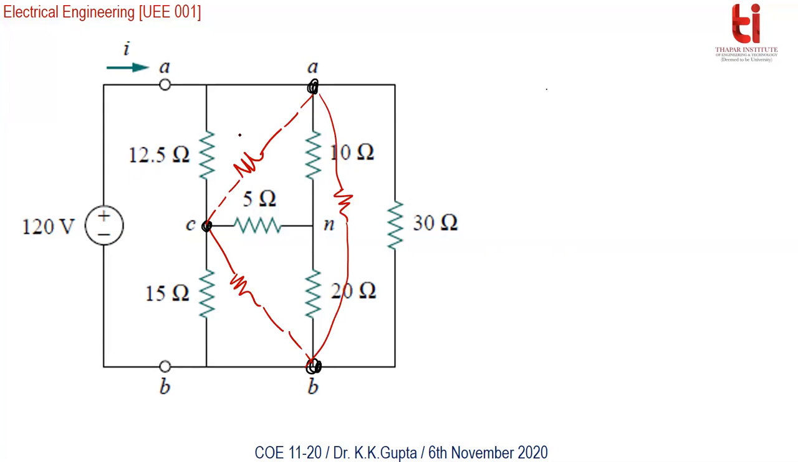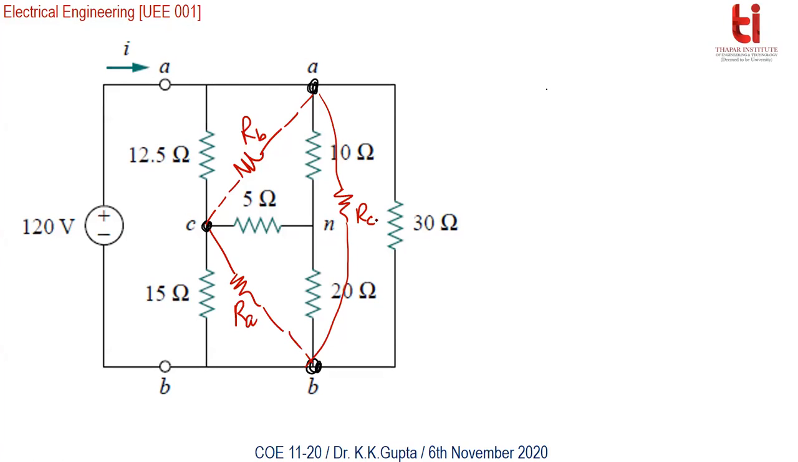And if I convert it into a delta, I am marking the resistances also. This should be marked as RB, this should be marked as RA, and this should be marked as RC. So will the problem become easier if I convert this star into a delta? Yes, sir.